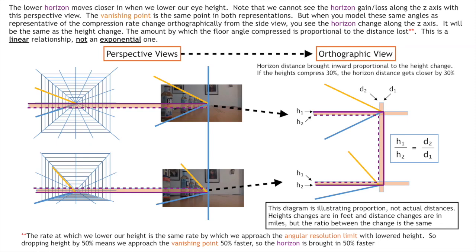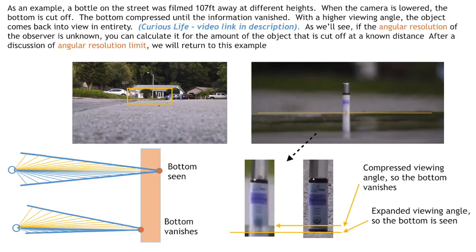The amount by which the floor angle compressed is proportional to the distance lost. That is essentially the bottom line. And this is a linear relationship, not an exponential one. So again, our perspective view here is on the left with our potential transversal and orthogonal lines and our horizontal eye line, and the descent and ascent rates represented in yellow and blue along the bottles. With an orthographic view, looking over here on the right, if the height's compressed 30%, the horizon distance gets closer by 30%.